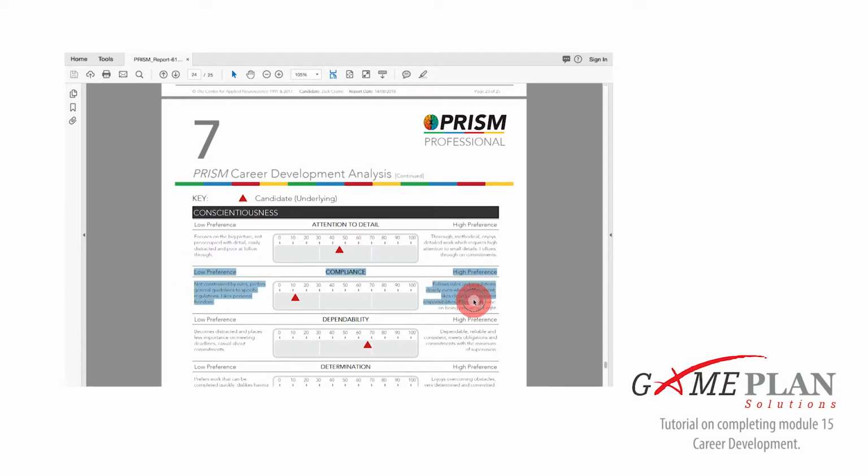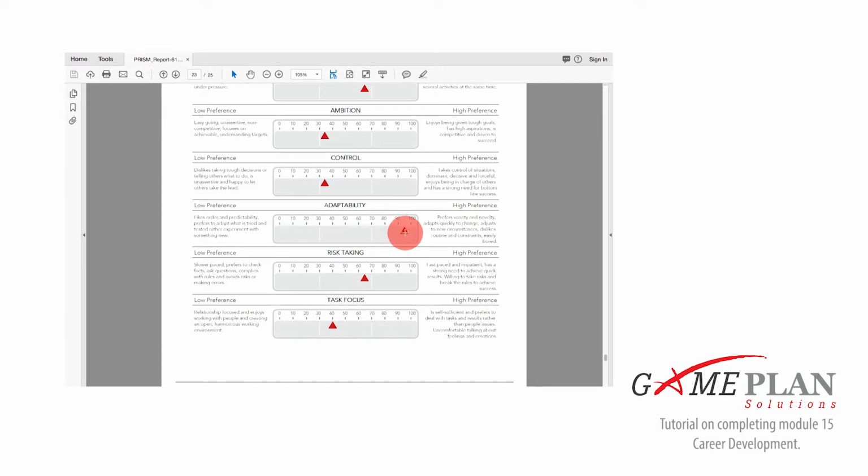In this area, we can see that my compliance rating is more towards the left, which is a low preference, and that basically means this statement here: not constrained by rules, prefers general guidelines to specific regulations, likes personal freedom. So what we're seeing here is almost a pendulum effect. A swing to the left is an indication that I am more like the statement on the left. A swing to the right is an indication that I am more like the statement on the right.